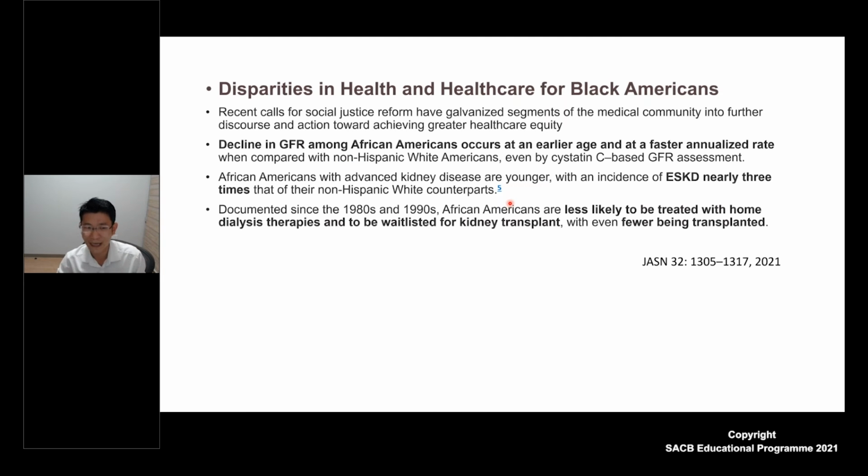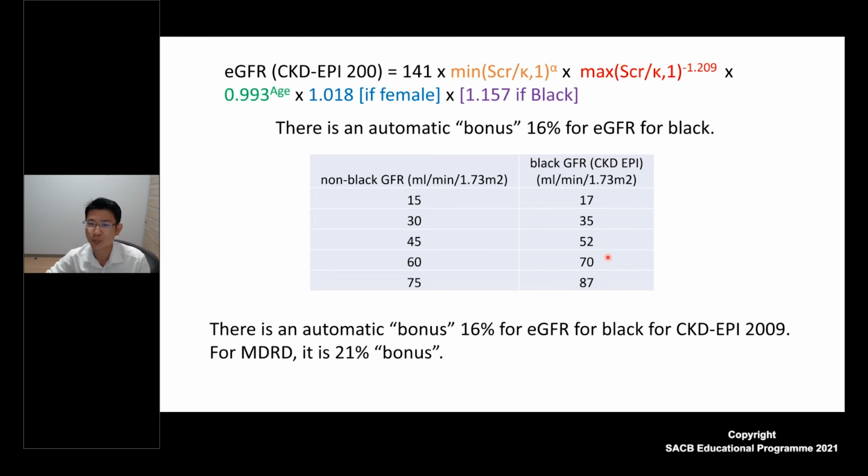But they are less likely to have dialysis therapy, and they are also not likely to be waitlisted for kidney transplant. And they find that the problem is because we give an automatic bonus of 16% for blacks. You can see that this is a times 1.157, so if you identify as black race, you immediately get a 16% bonus. Sometimes a bonus in terms of money is good, but in terms of GFR it may not be good. Let's say for non-black, for white, Hispanic, Asian, your GFR is 60, with a 16% bonus it becomes 70. So 75 becomes 87, 45 becomes 52.